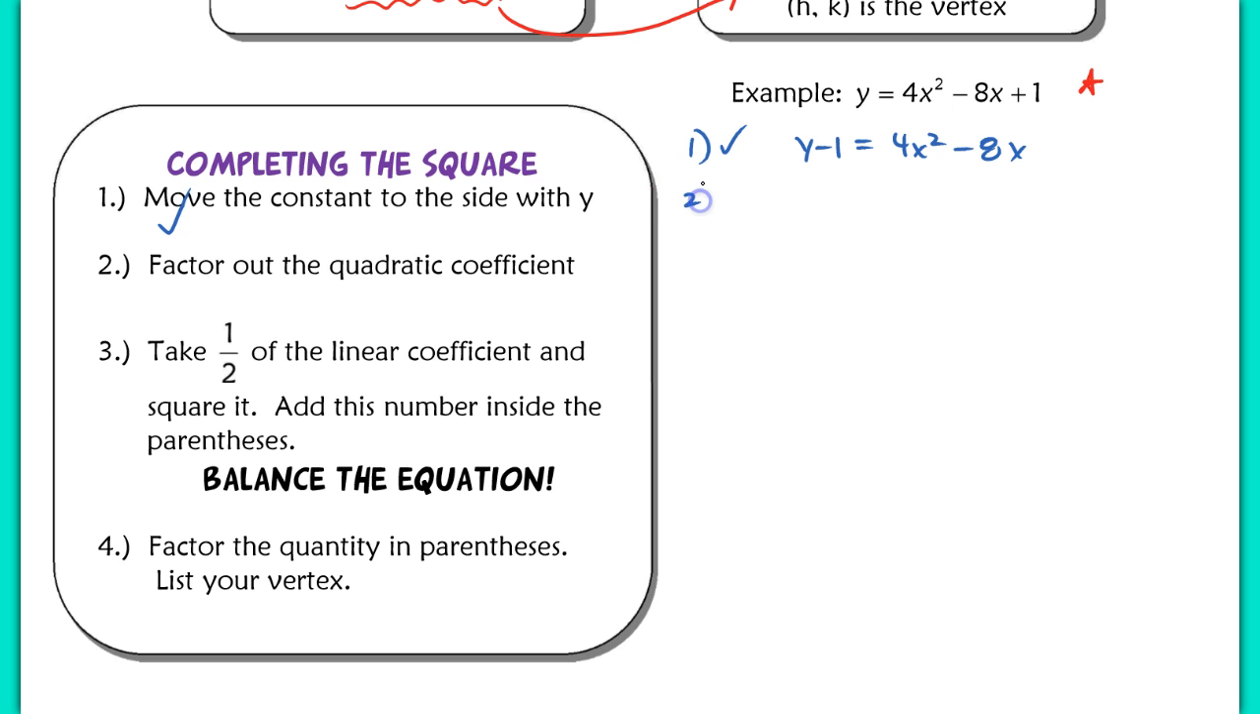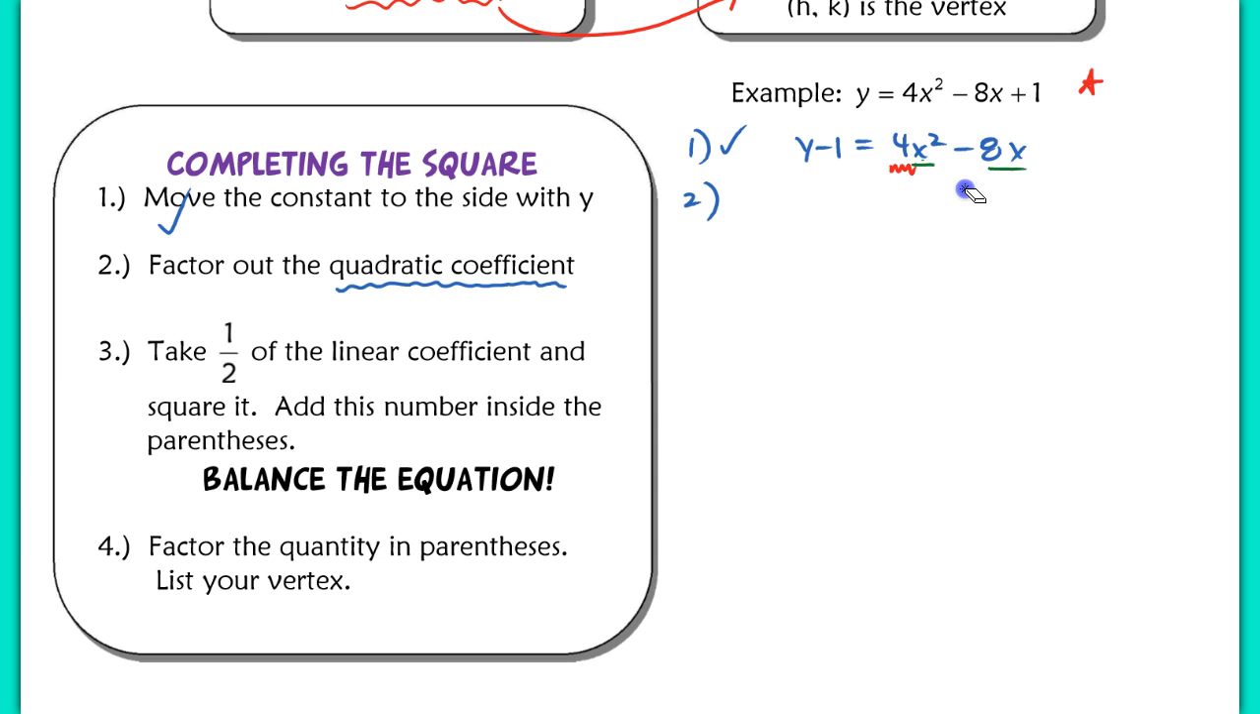Now step 2 says to factor out the quadratic coefficient. A coefficient is just the number in front of a variable term, and in this case we're looking at the quadratic coefficient. It's the number in front of the squared term, and I want to factor out just the 4. I don't factor out a GCF, and this is what most people do by mistake. They take out 4x here, because they think, oh, 4x squared and 8x.